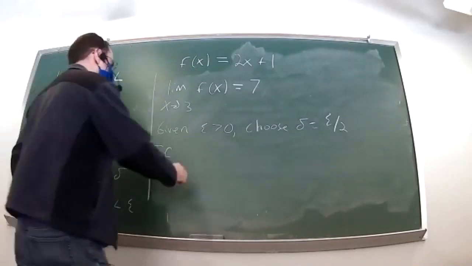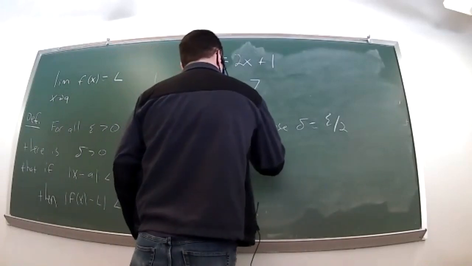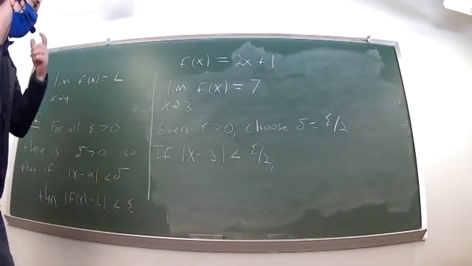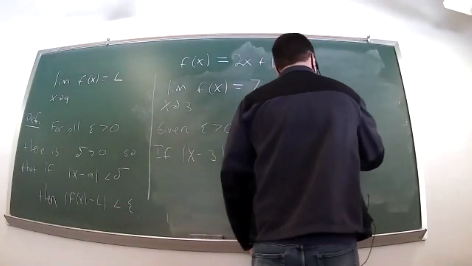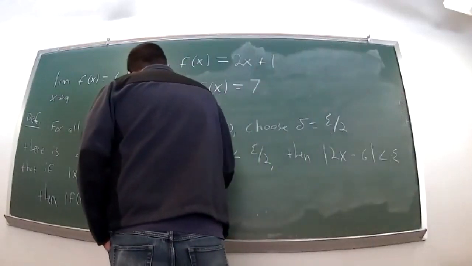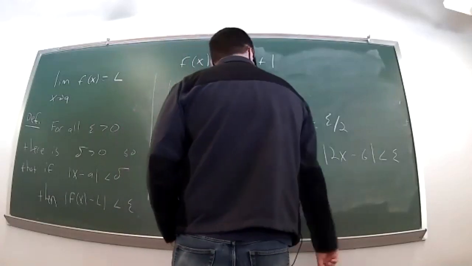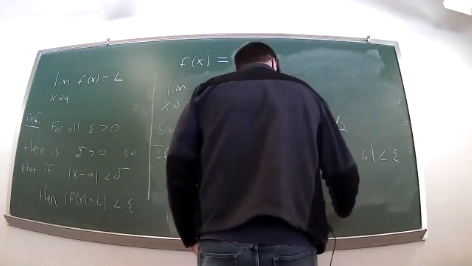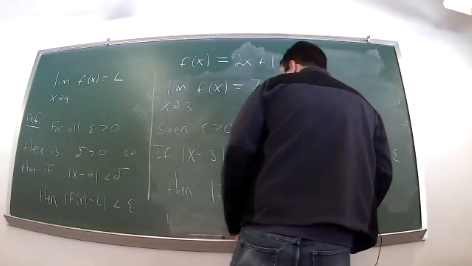You can say, if it's true that the distance from x to 3 is less than epsilon over 2, then just run through your argument on your scratch work, but in reverse. Then it'll be true that |2x - 6| is less than epsilon. And then, therefore, it'll be true that |2x + 1 - 7| is less than epsilon, which is what was needed.